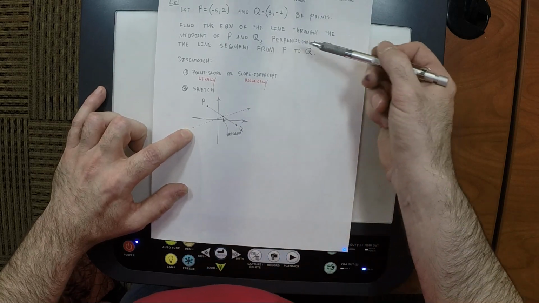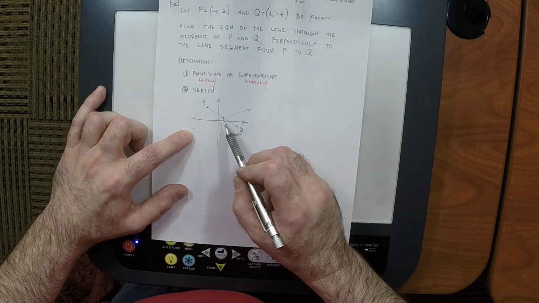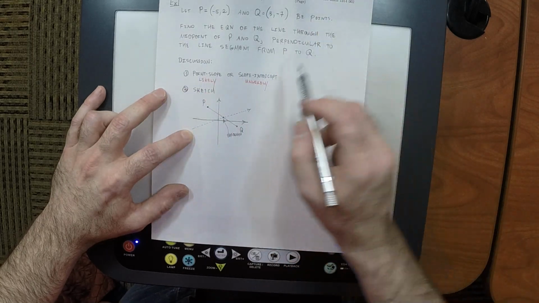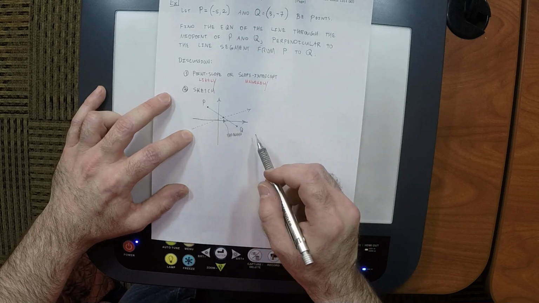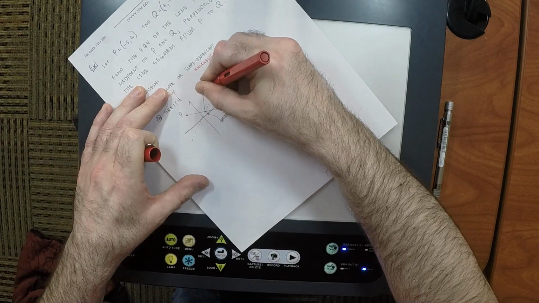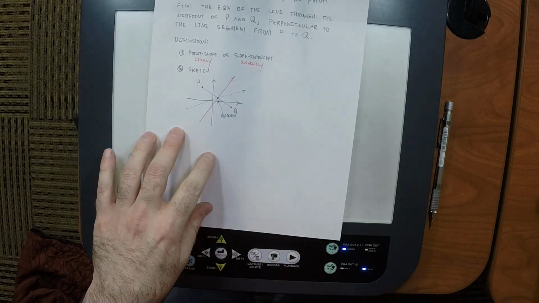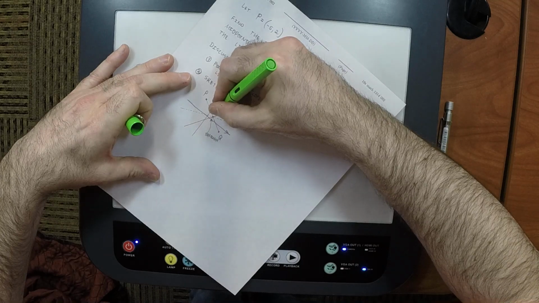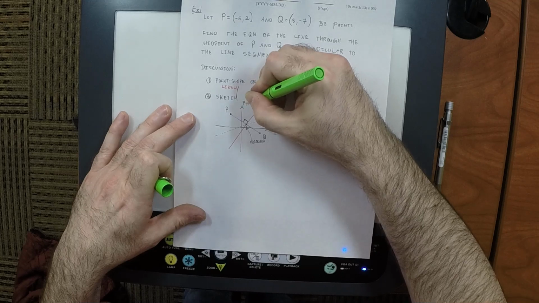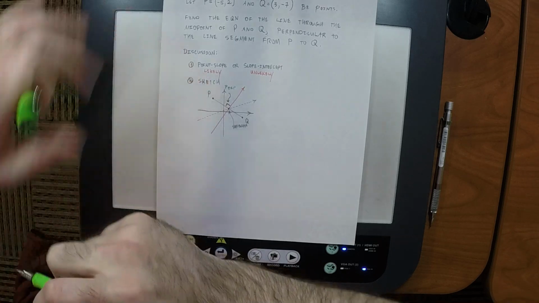The instructions say, find the equation of the line through the midpoint of P and Q, so we want to go through there. That's good. But it also says it needs to be perpendicular to the line segment from P to Q. So it needs to be at a right angle to this. So through that point, and moreover, perpendicular. Do you get the idea?